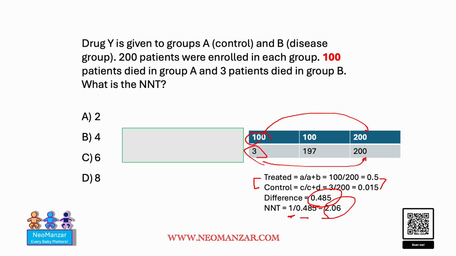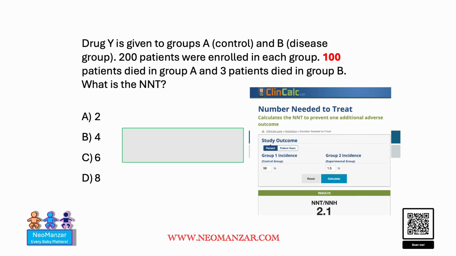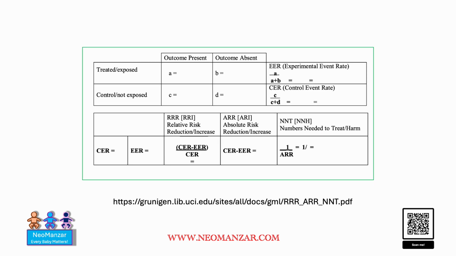So what is the message here? This is the right choice. The message is that, and this is another way of doing it through the online gadget, the larger the difference between the two groups, the lower the number to treat. So just remember that. Now this is another one from this resource.